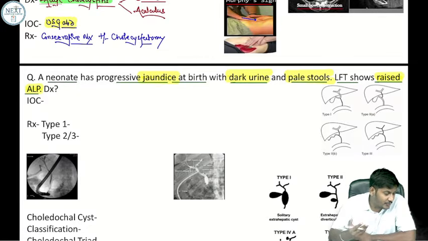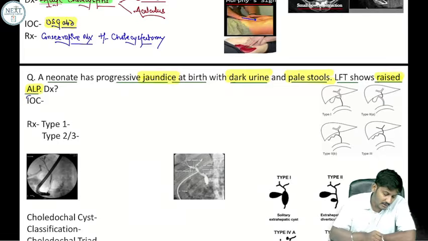No brother, it is post hepatic. In pre hepatic, dark urine and pale stools are never seen. That is what is important to be remembered. Definitely remember this point. So please remember this. Okay. So jaundice which is definitely there with dark urine, pale stools and a raised ALP.